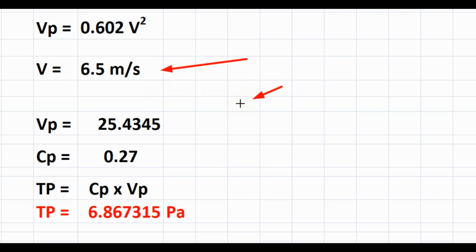Then velocity pressure will be equal to 25.43. And we have selected the fitting loss coefficient for this elbow equal to 0.27. Then the total pressure drop inside this elbow is equal to 6.86 Pascal.